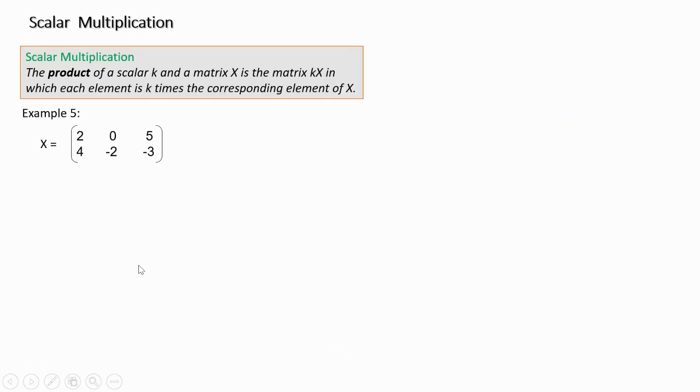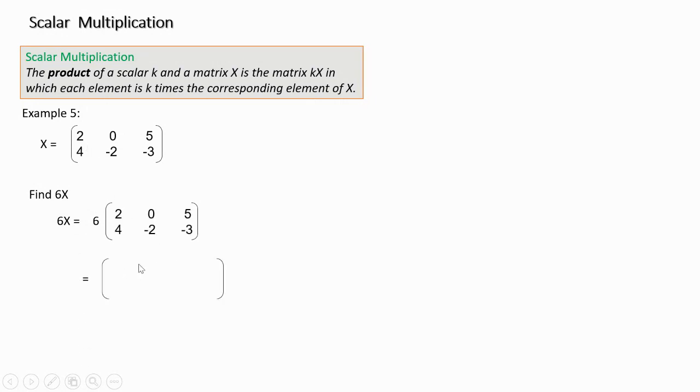Okay, now, this is called a scalar multiplication. The product of a scalar K and a matrix X is a matrix Kx, which means that I'm going to multiply K times every element in X. Example, find 6X. So it's going to be 6 times every element in X.